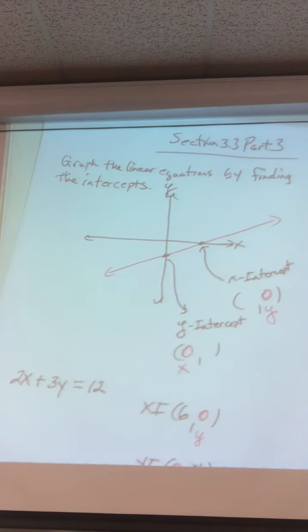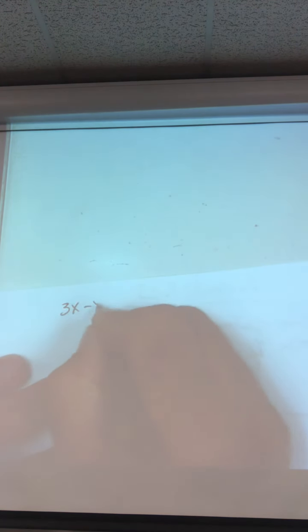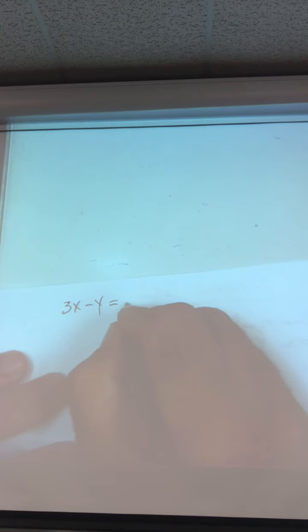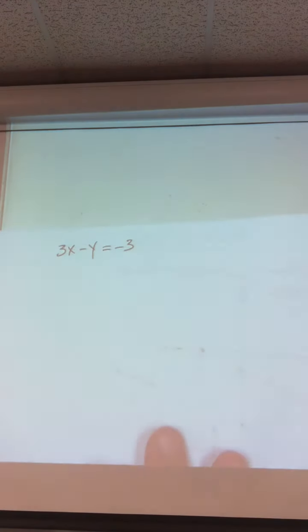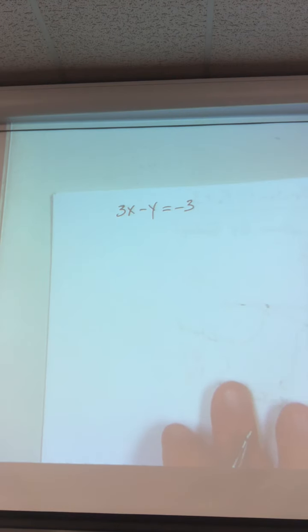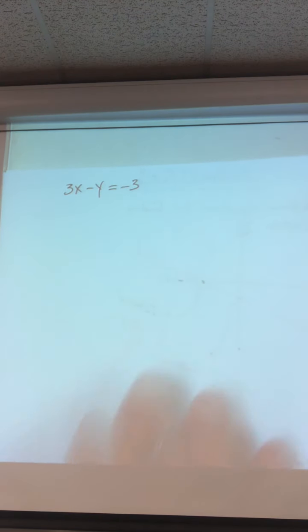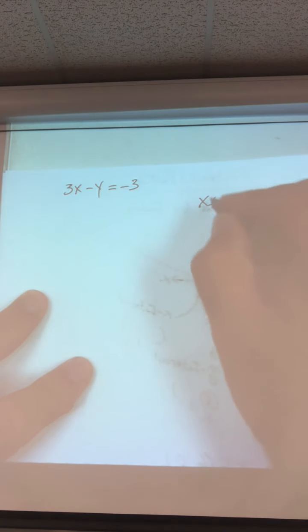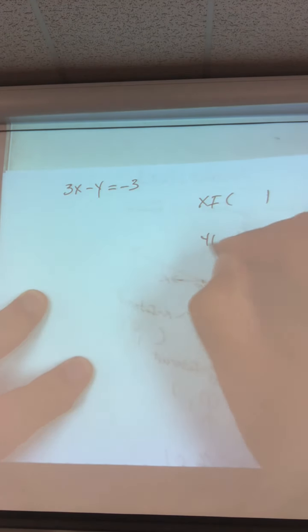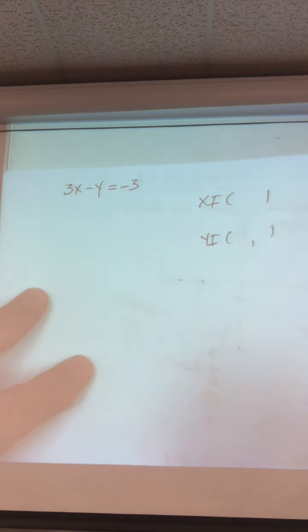Okay, so let's do another one. One more example by doing the intercepts. So let's do this one. 3x minus y equals -3. Let's do the x-intercept, and we'll do the y-intercept. Now, if the instructions don't tell you how to graph it, you can do this every time. I'm fine with that. You just have to follow the instructions and make sure you're doing it the way you're asked to do it.